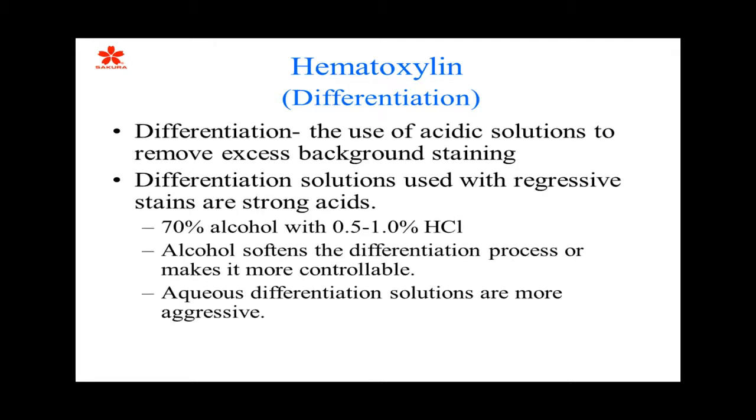Now the second bullet, differentiation solutions used with regressive stains, usually 70% alcohol and 0.5 or 1% HCl, and this is very key. Alcohol, because sometimes people just use water with their HCl, but alcohol softens the differentiation process and makes it a lot more controllable, because just an aqueous HCl solution is a lot more aggressive. So you will rapidly pull the nuclear material out, and sometimes too rapidly, so that it will start to come out of your nuclear material also. So it's more advisable to use HCl with 70% alcohol.